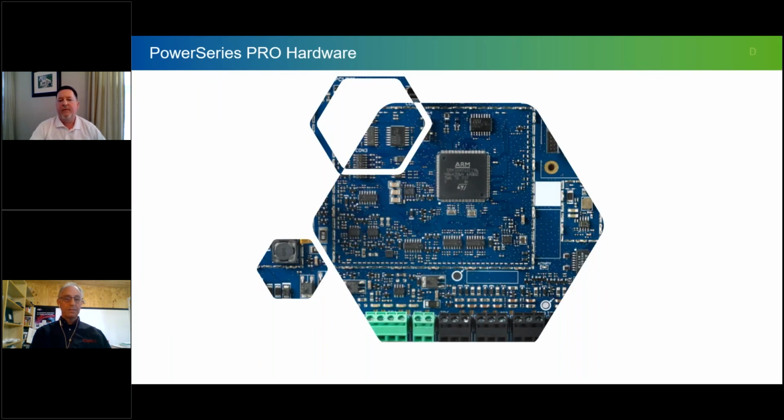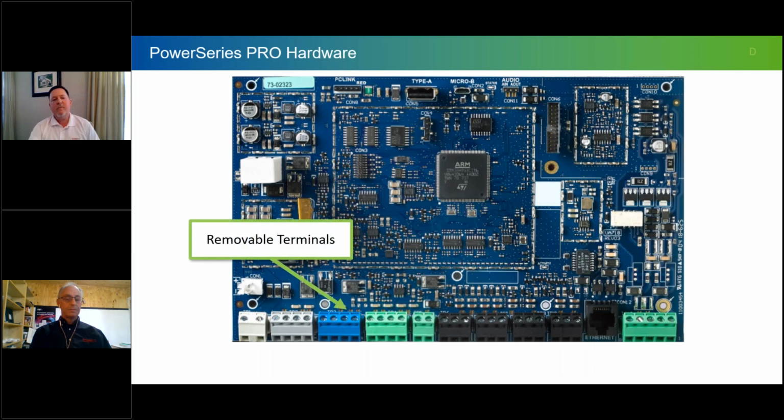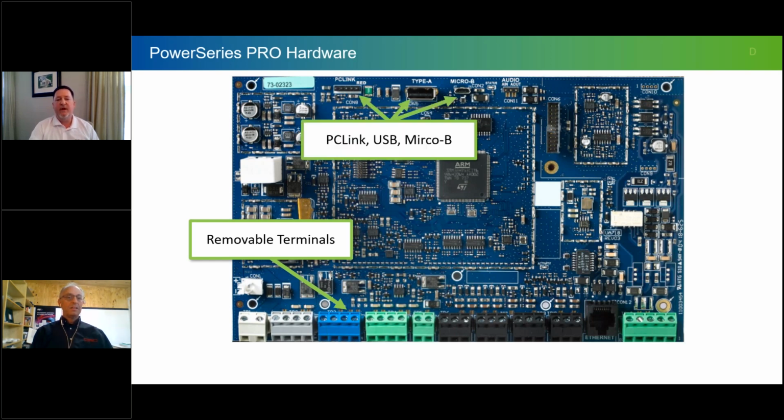Up to you, Dan. Hardware wise, here's the motherboard layout. We now have removable terminals. So if you're doing a panel swap, or if you just want to take the terminals off and wire them in your hand, as a couple of dealers have mentioned, they are now removable. Here are the 3 connections to the panel for programming and alarm.com. We can use the PC link for programming with DLS5 and alarm.com connection. The USB is for the Wi-Fi dongle for the app and DLS programming. And we now have the micro B connection for DLS programming.